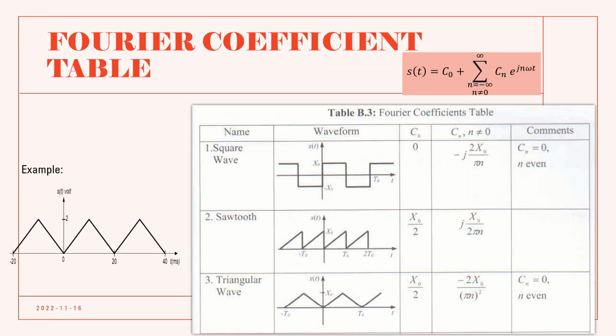Okay, so now this is the question again, and they ask you to write the complex Fourier series, and the number of harmonics required is until n equals 3. Okay, n is equal to 3.